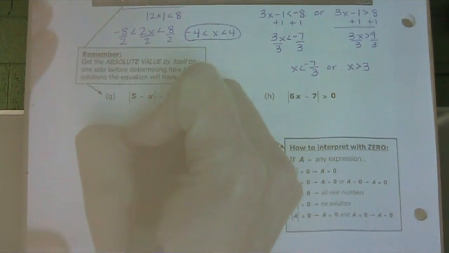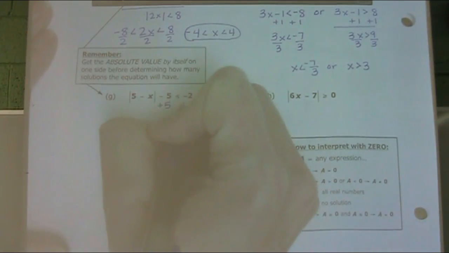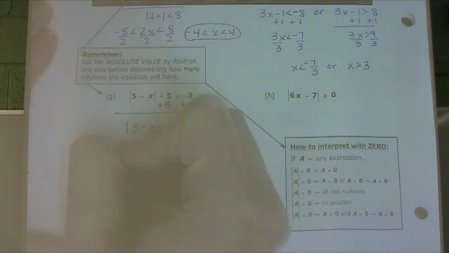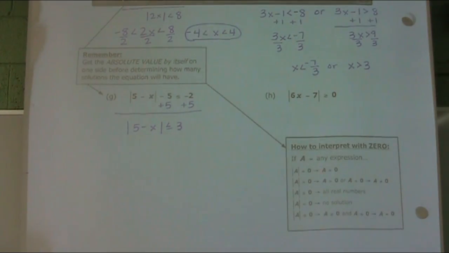So first, add 5 to both sides. Now I have absolute value of 5 minus x is less than or equal to 3. What kind of solution will this have?